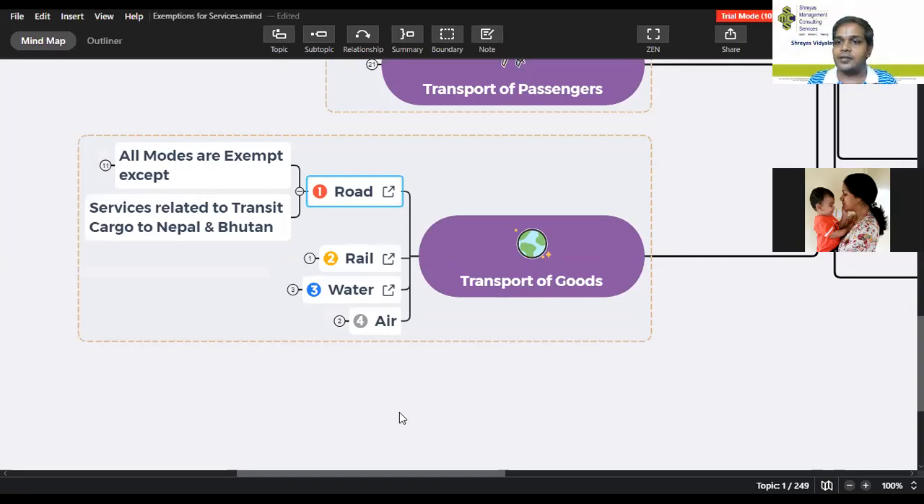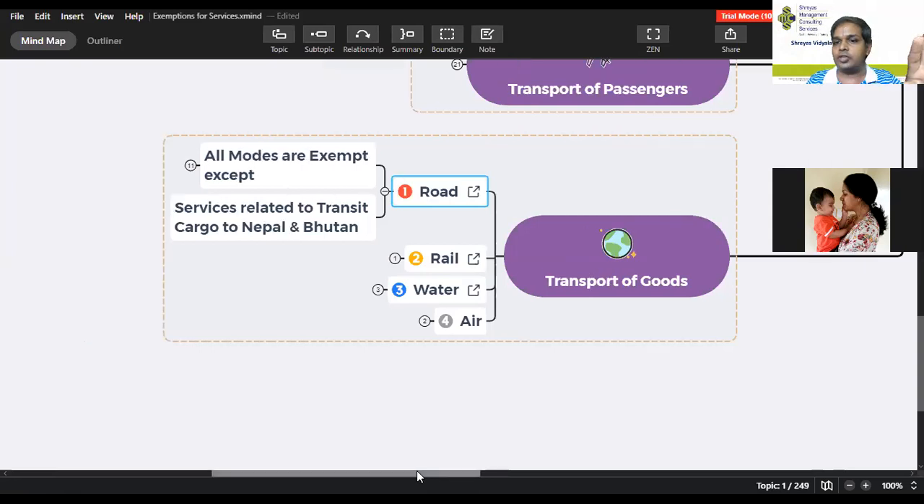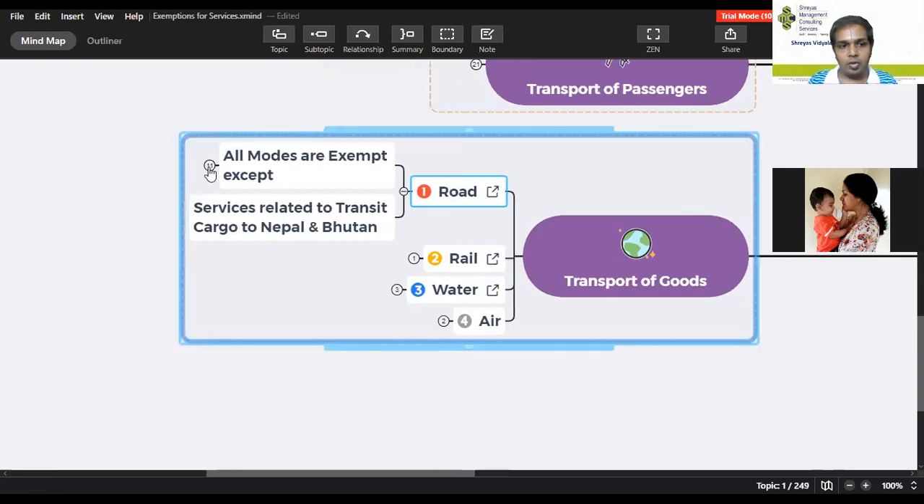However, they made an exception. So it's like lawyer. Where we saw lawyer, they said everything is exempt, only certain things are taxable. Same way for transport also, they have made it like everything is exempt, but two things are taxable. Okay. So all modes are exempt. Two things are taxable. Now, what are those two things?